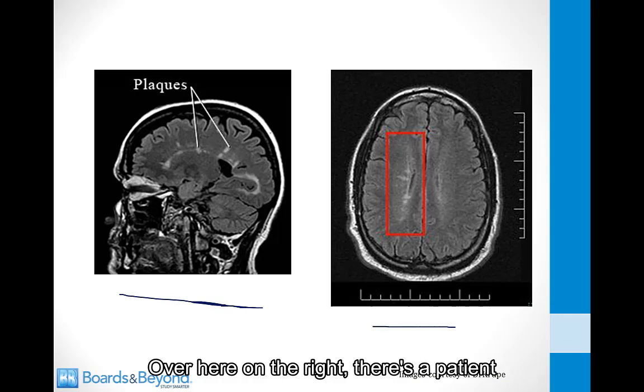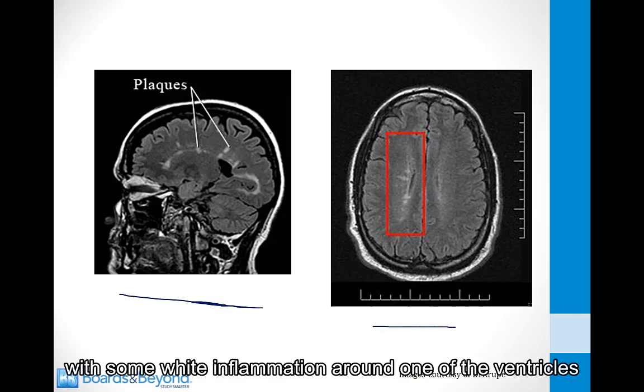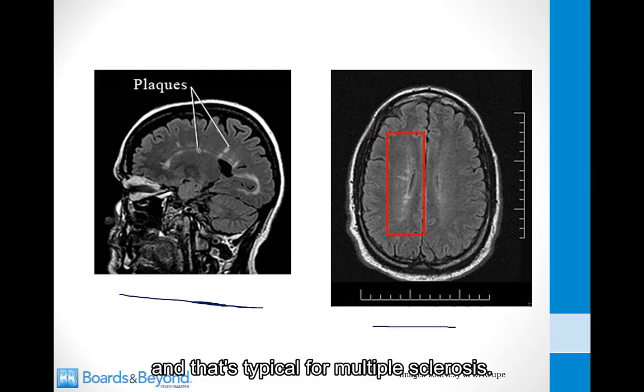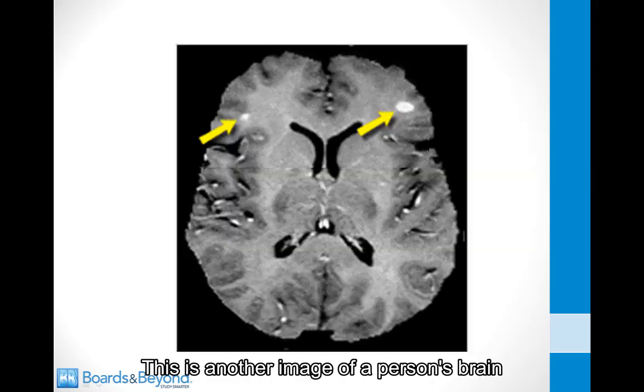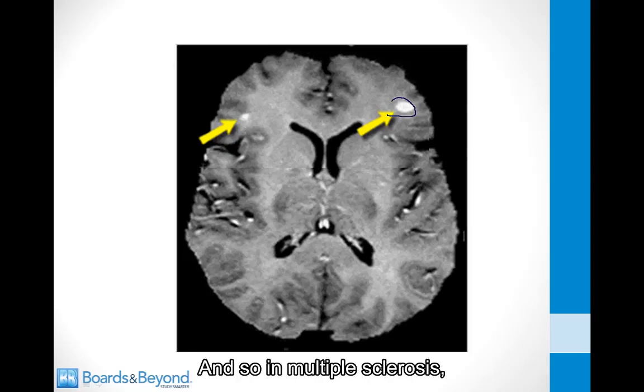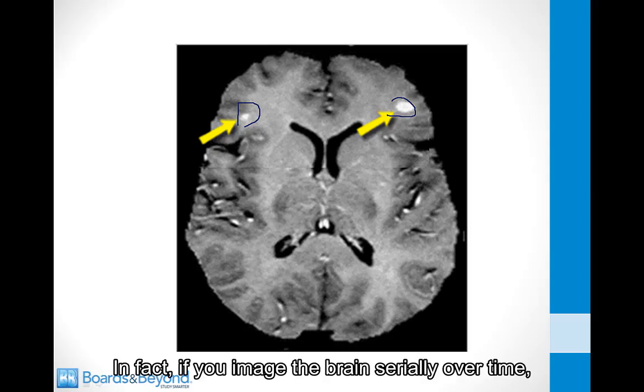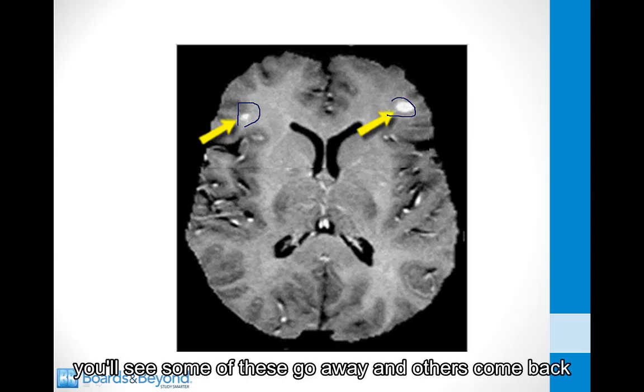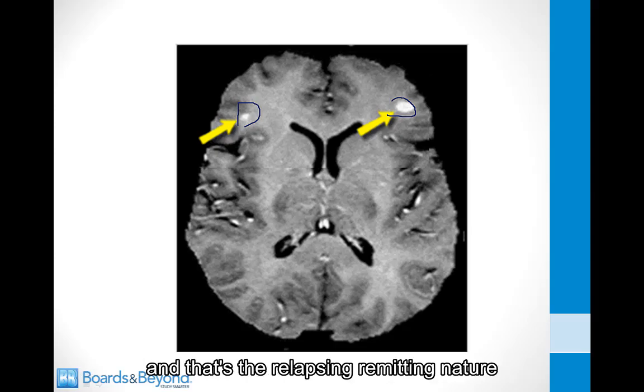Over here on the right, there's a patient with some white inflammation around one of the ventricles, and that's typical for multiple sclerosis. This is another image of a person's brain, and note that there are white plaques in 2 different spots, and so in multiple sclerosis you will often see more than one spot. In fact, if you image the brain serially over time, you'll see some of these go away and others come back, and that's the relapsing remitting nature of multiple sclerosis.